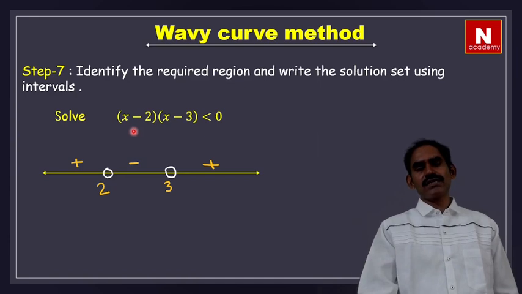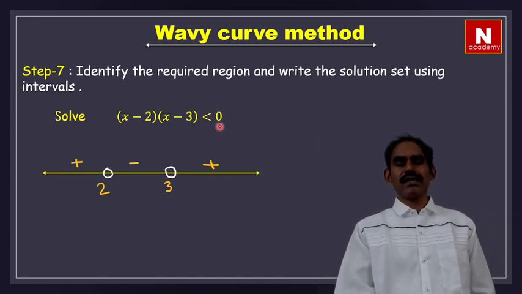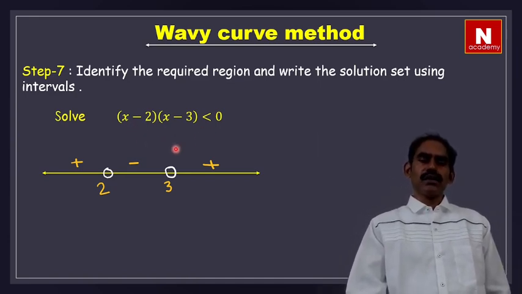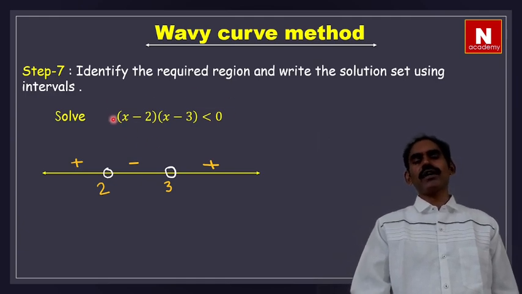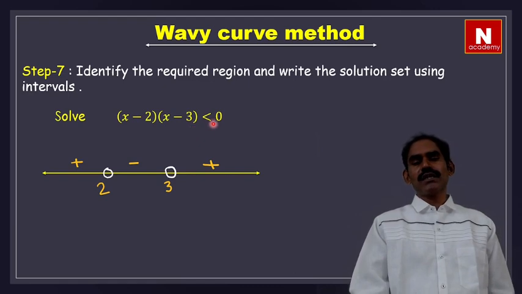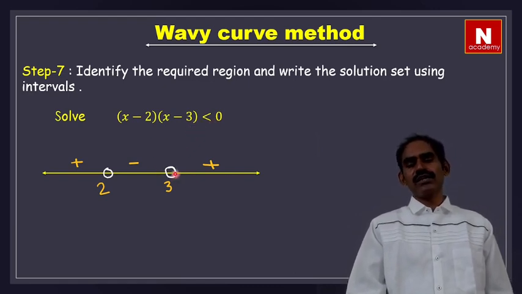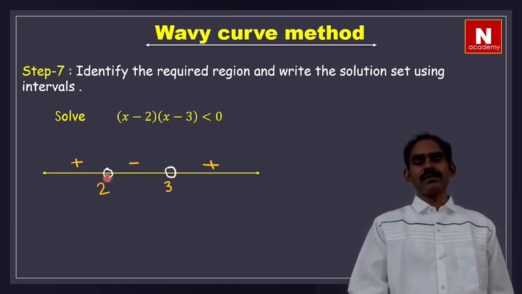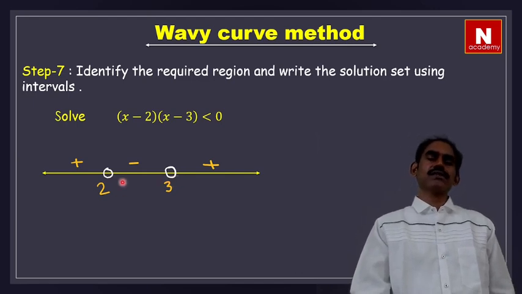Here the given question is x minus 2 into x minus 3 less than 0. Less than 0 means the negative part is required. The x values which satisfy this inequality are required. Less than 0 means where is it negative? Observe this. Negative lies between 2 and 3. This is the solution set.